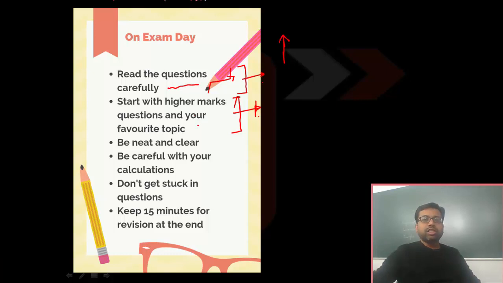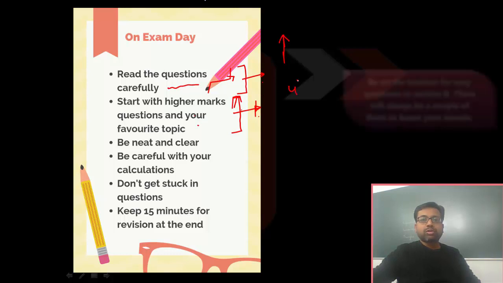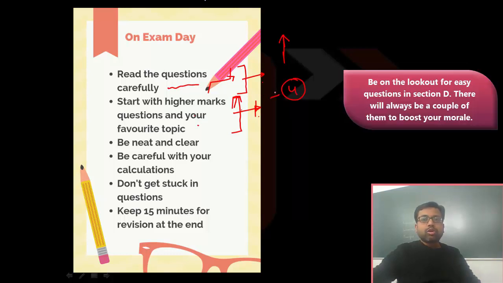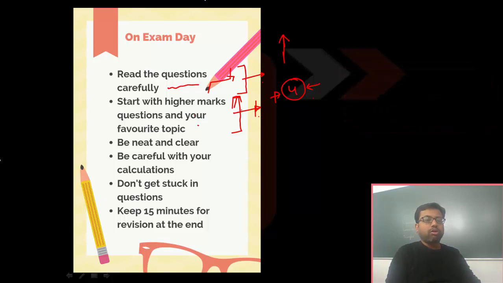In fact, in the 2018 paper, there were a couple of questions, especially heights and distance, which were very easy. I mean, 4 mark questions were for the taking. So if you attempt section D first, you'll probably not be missing out on these easy questions. So start with the higher mark questions and always make sure that you take up the topic that you feel is your favorite or you are most confident in. That is another tip that you should take.